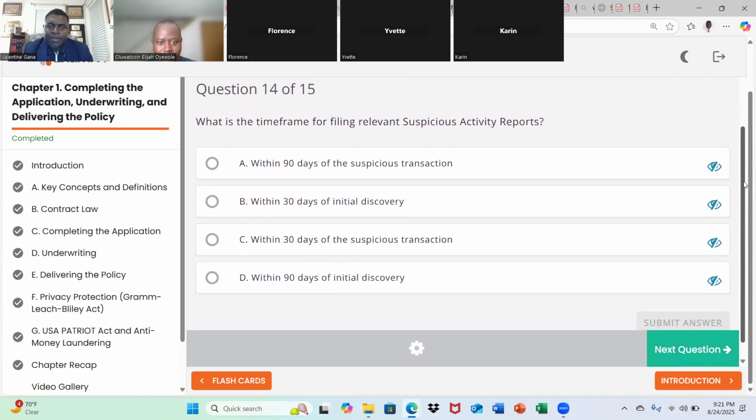Number 14 here. Florence, you want to read this one? What is the time frame for filing a suspicious activity report? A, within 90 days of suspicious transaction. B, within 30 days of initial discovery. C, within 30 days of suspicious transaction. D, within 90 days of initial discovery.